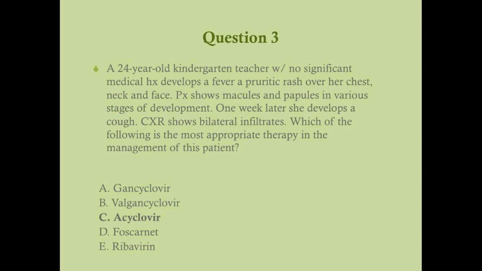Ganciclovir and valganciclovir are the primary drugs for CMV. Foscarnet is a sort of second-line drug for CMV. It's a little bit more broad spectrum. And then ribavirin has various applications, particularly in hepatitis C.